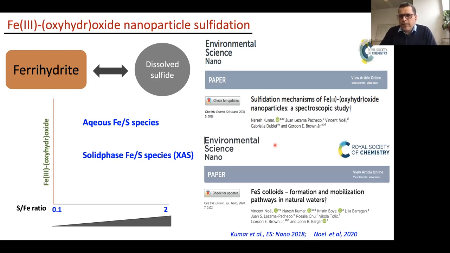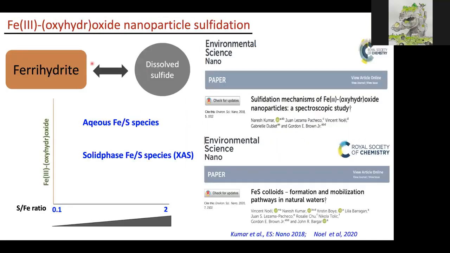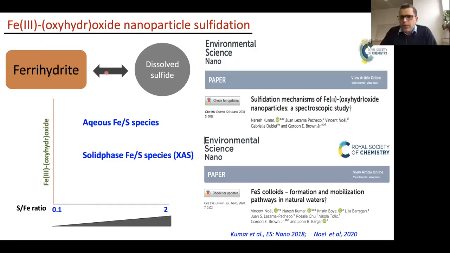And based on that, we moved on to the story that I'm going to talk about today, which is what happens when you have contaminant sorbed on this ferrihydrite and then you react it with dissolved sulfide. So all the processes that we already understand, how do they impact mechanistically the fate of these contaminants?